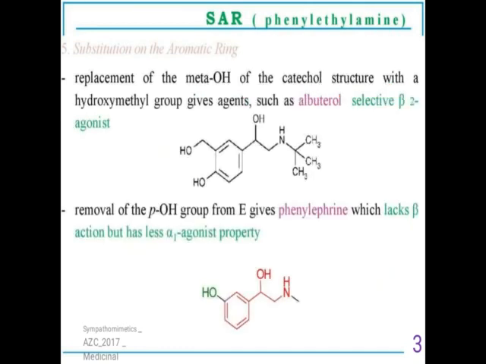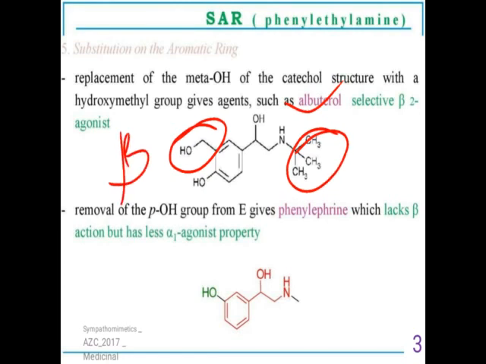Now here you can go for albuterol. Albuterol has the tertiary butyl as well as CH2OH here. Due to the CH2OH, it becomes more beta selective, but due to the presence of the tertiary butyl, it becomes beta 2 selective.